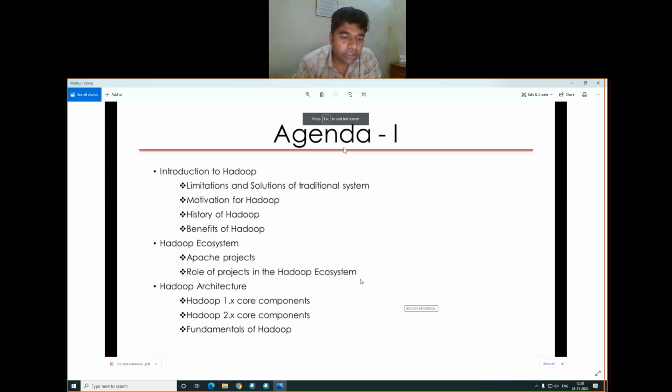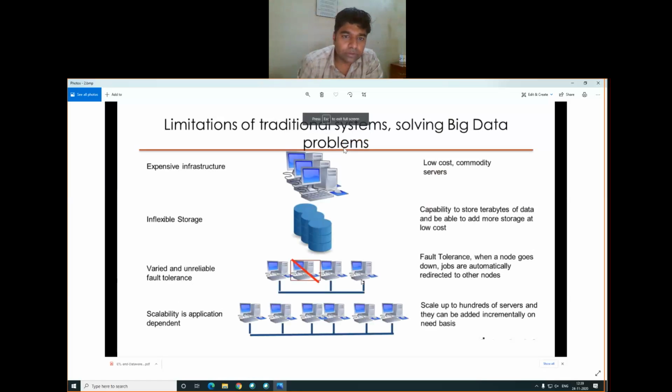Then we'll discuss Hadoop architecture, in which we'll discuss the first version of Hadoop architecture, 1.x core components. That is basically similar to what we discussed in the Hadoop ecosystem. There is a little bit of difference in Hadoop 2.x core components, basically. Some advancements are there. And then we'll discuss fundamentals of Hadoop at last. So this is our agenda. Let me start with the first step leading to Hadoop, basically.